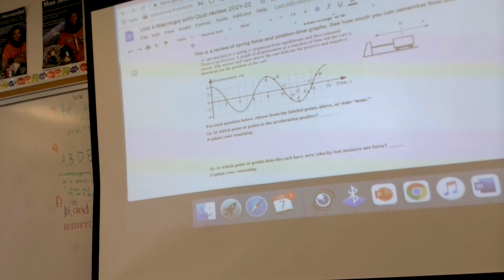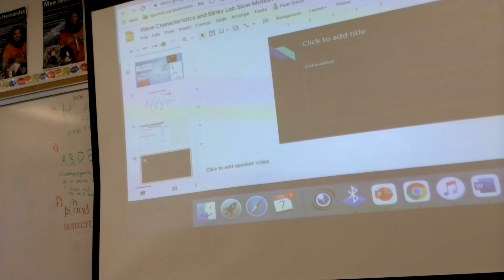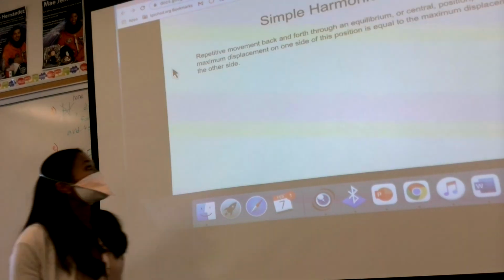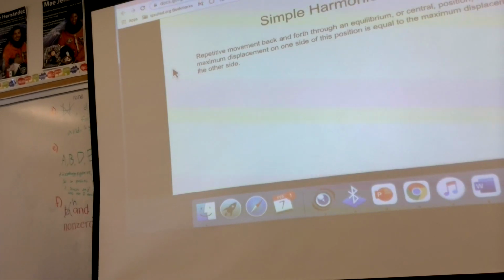But I do want to go over our conclusion from the Simple Harmonic Motion Lab. Okay, simple harmonic motion. This is just review, so you don't have to take notes on this.